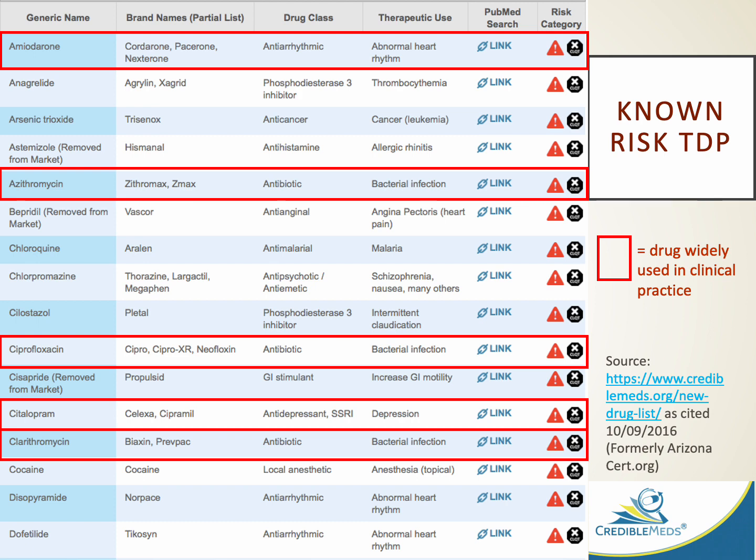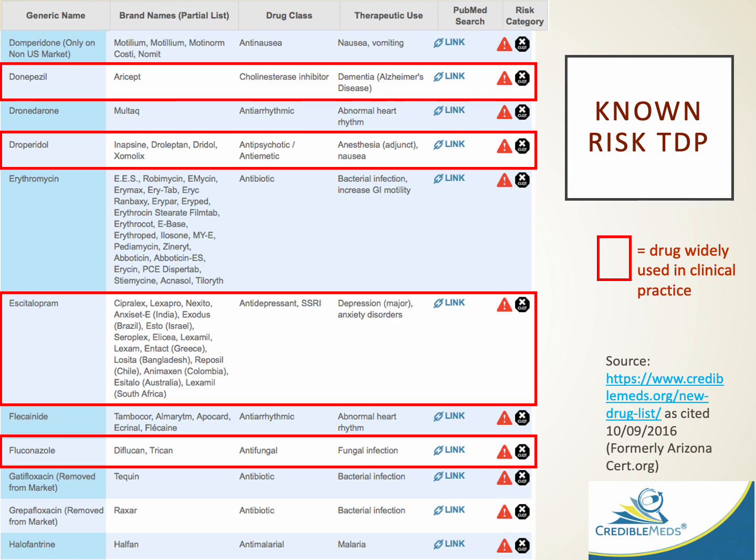We already talked about the antibiotic azithromycin and ciprofloxacin as drugs that prolong QT. That's pretty dramatic. Clarithromycin, like azithromycin, a macrolide, prolongs QT. Citalopram, which is an SSRI, selective serotonin reuptake inhibitor antidepressant, prolongs QT, probably less so than some of the other drugs on this list, but still important. And I've just highlighted the drugs that are more widely used in clinical practice as I see it.